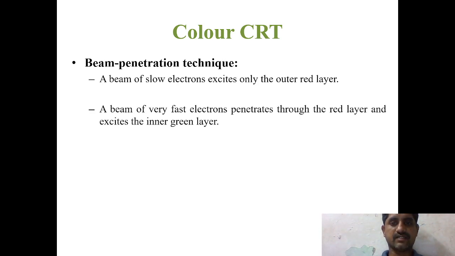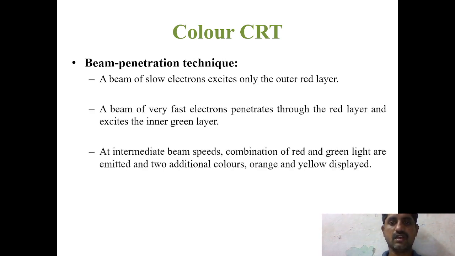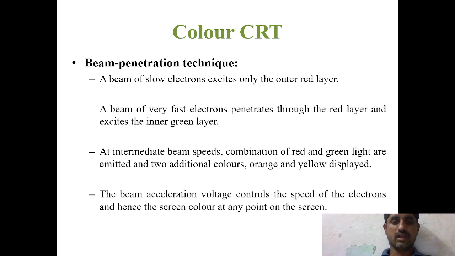A beam of slow electrons excites only the outer layer. A beam of very fast electrons penetrates through the red layer and excites only the green layer. So with a slow beam, it will only produce red. With a fast beam, it will produce green. An intermediate beam emits a combination of red and green light, giving additional colors: orange and yellow are displayed. So in total it displays four colors: red, green, orange, and yellow. The beam acceleration voltage controls the speed of the electrons, and hence the screen color at any point on the screen.